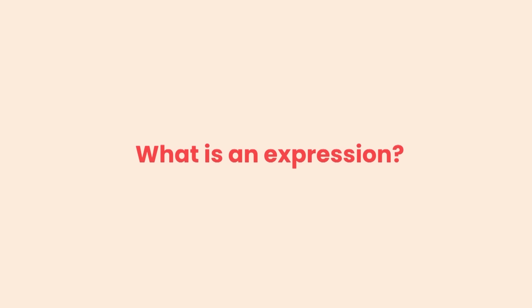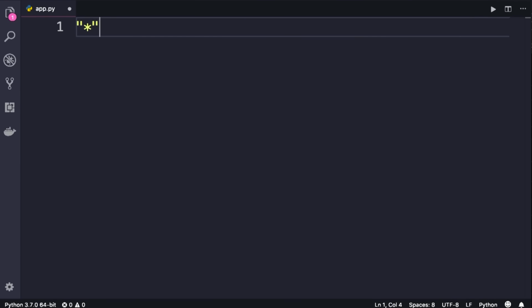What is an expression? An expression is a piece of code that produces a value. Here's an example of an expression. What do you think is the value of this expression? Well, here we have this string. We're multiplying this by 3. So the result will be a string of 3 asterisks, like this. Here's another question.